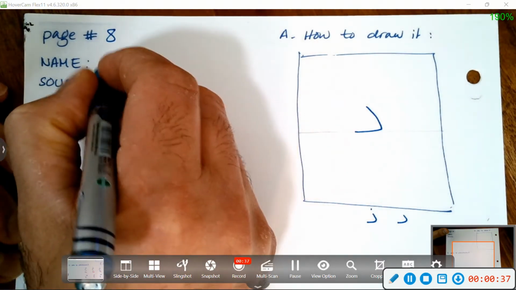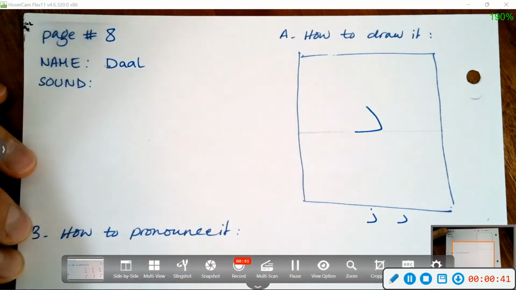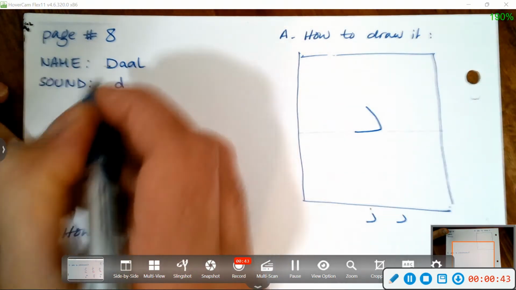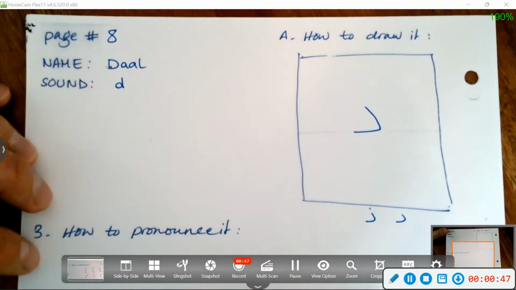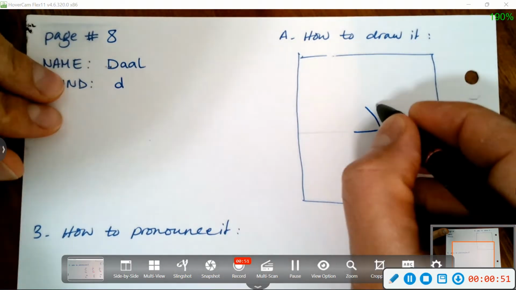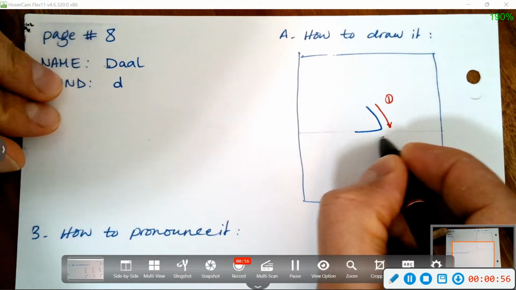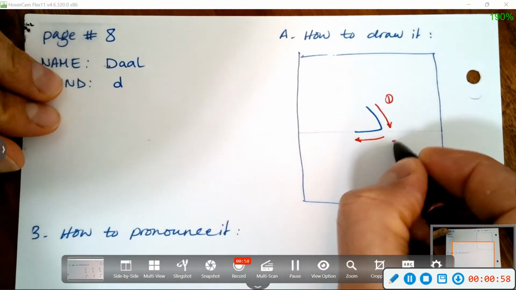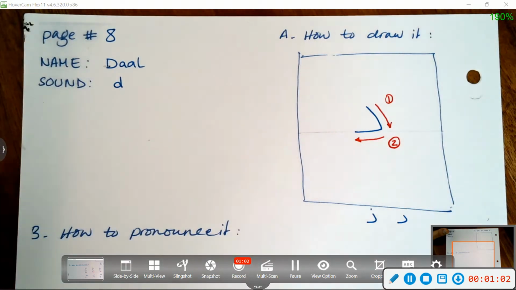The name of the letter is Daal, and the sound is da, as in D in English. So the letter is very simple and easy. Two strokes: one, two. Da.